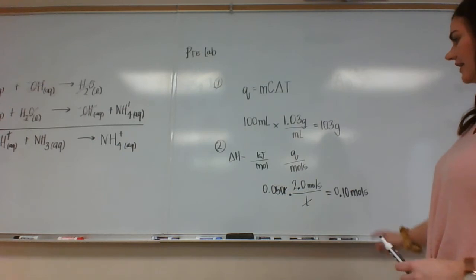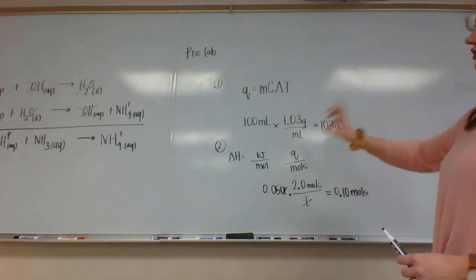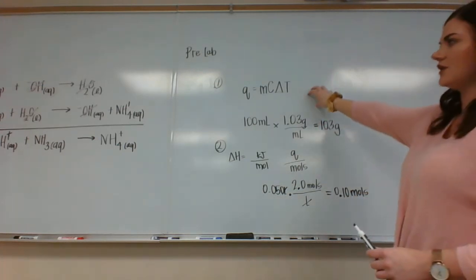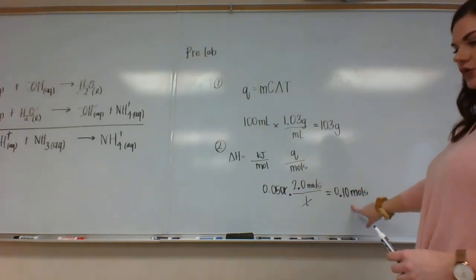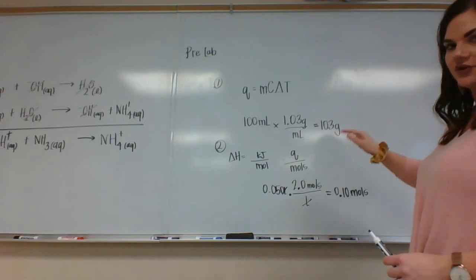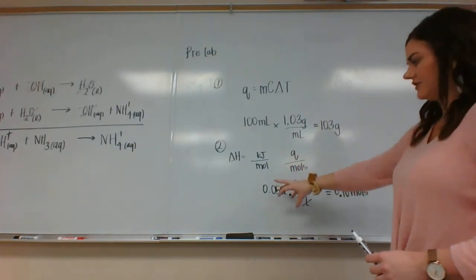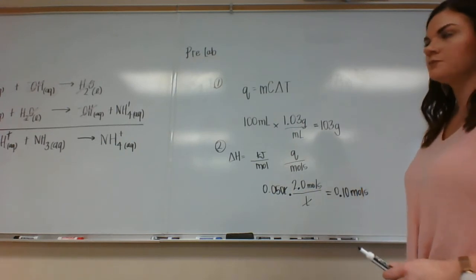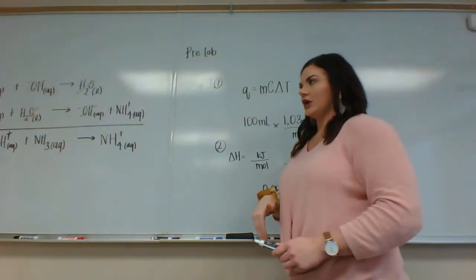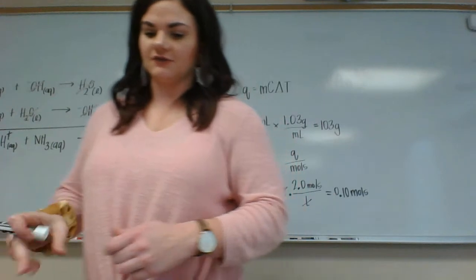So for each of these, you're going to take your Q that you found in part 1 and then divide it by 0.1 moles. That 0.1 moles doesn't change because for every reagent we used 50 mils and a molarity of 2, so that doesn't change. Number 3 is kind of confusing.